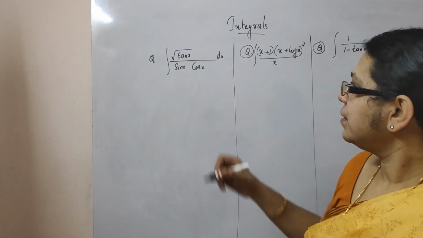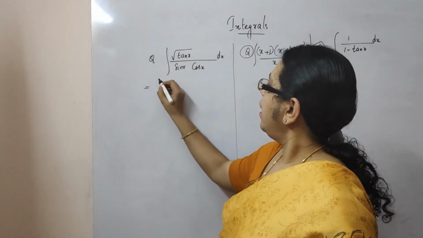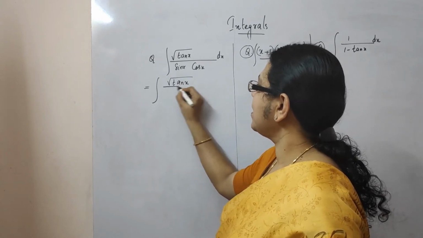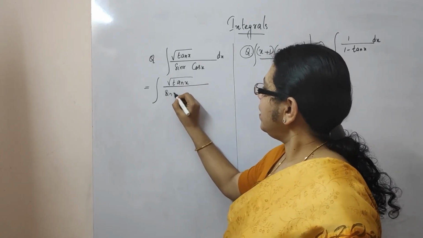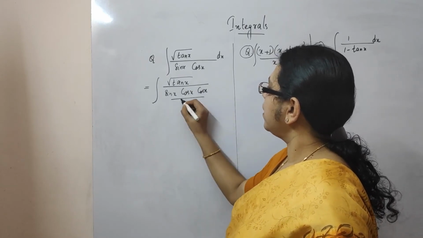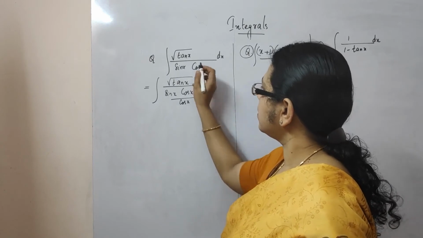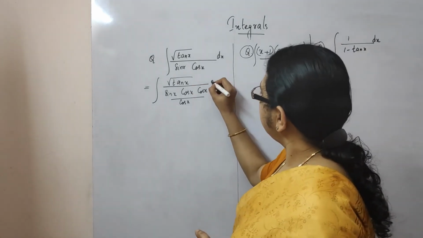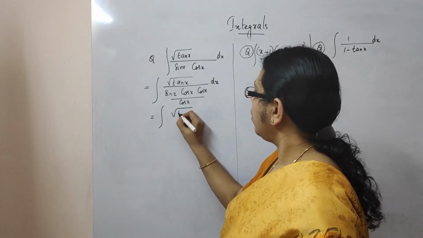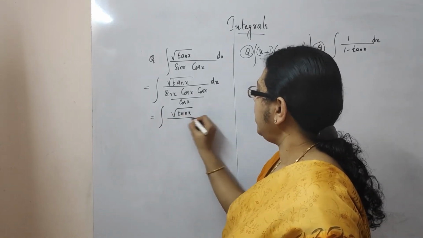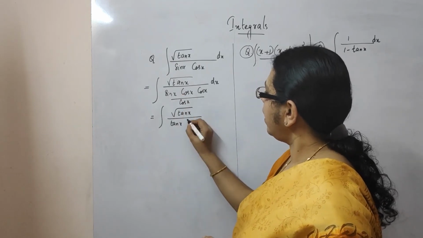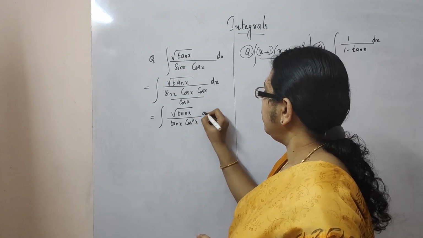I have here, this is my question. I don't multiply the numerator. The numerator is kept as it is. I multiply the denominator by cos x and divide it by cos x. Any change? cos x cancels, I get the same expression. So I can write this as root of tan x, since sin x by cos x is what? tan x, right? Then I have a cos squared x into dx.